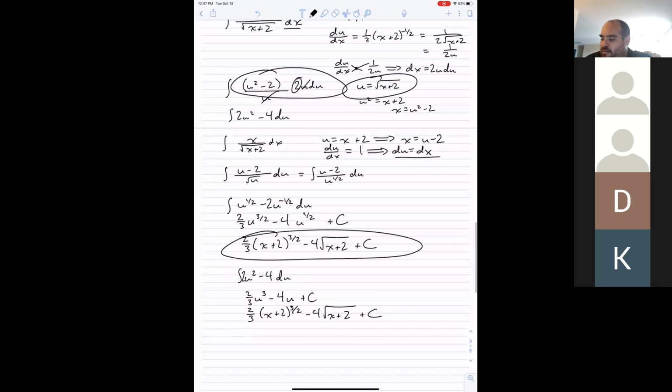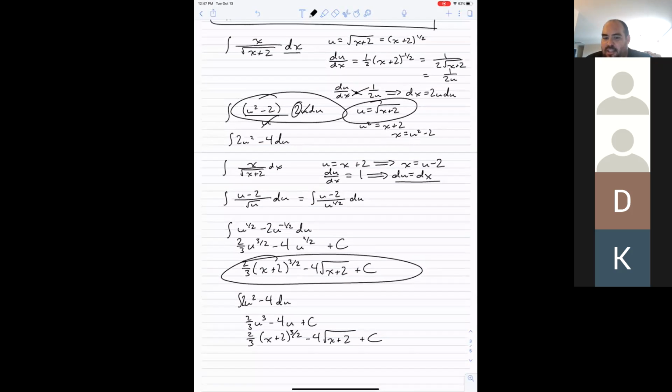Any questions about this example here? The u substitution stuff, which I think is the newest thing he went over, right?